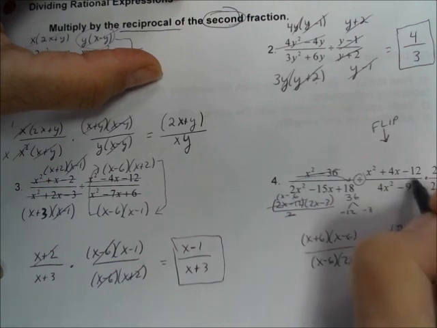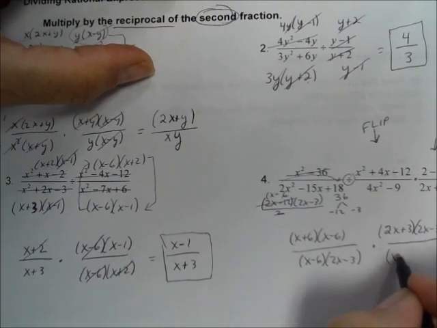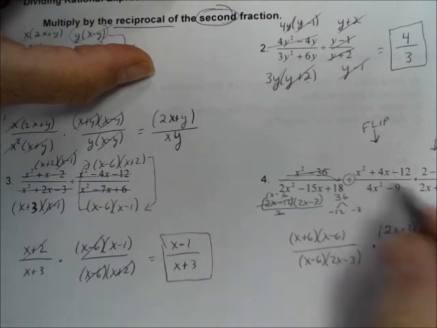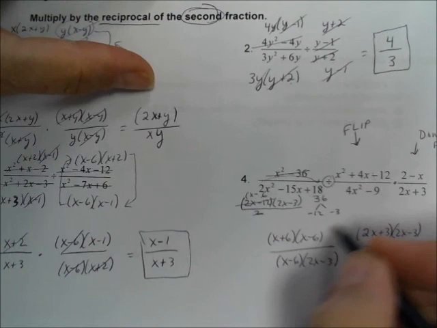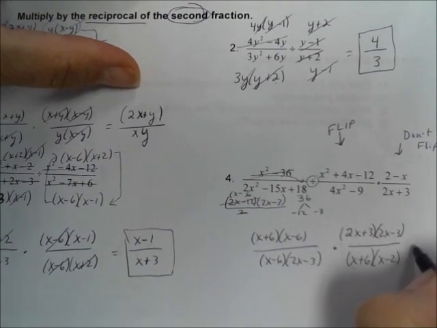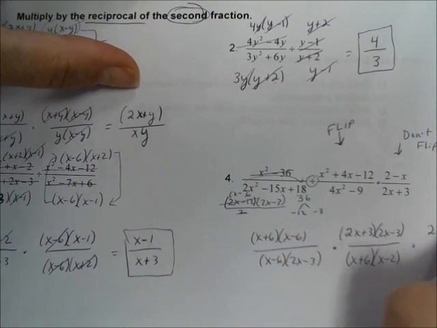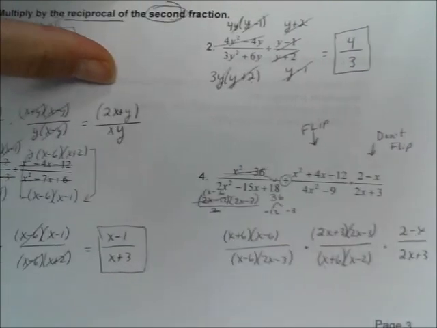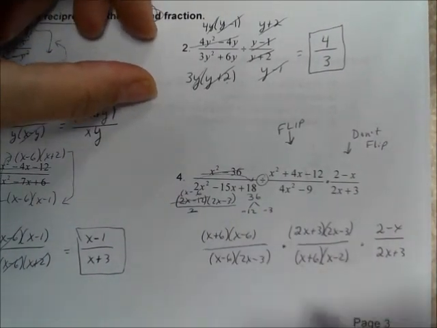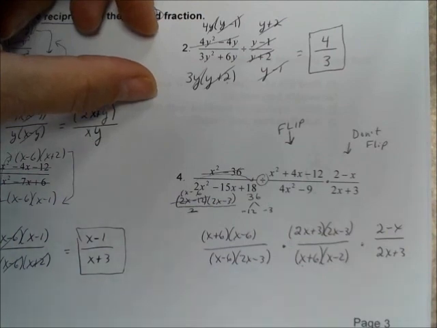The factors of negative 12 that add up to 4 are positive 6 and negative 2. So that's been flipped. But this last one, don't flip that last one. Just leave the 2 minus x on the top and the 2x plus 3 on the bottom. So now we can just look for common factors that we can cancel.